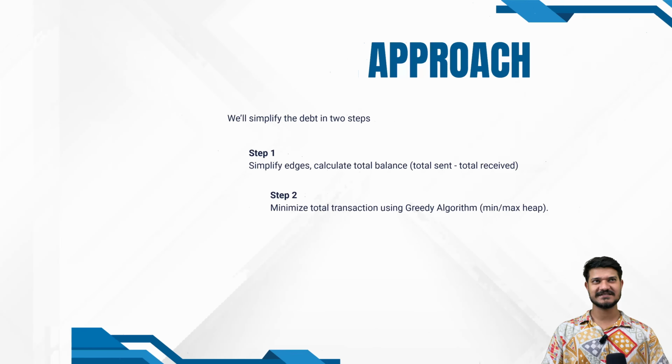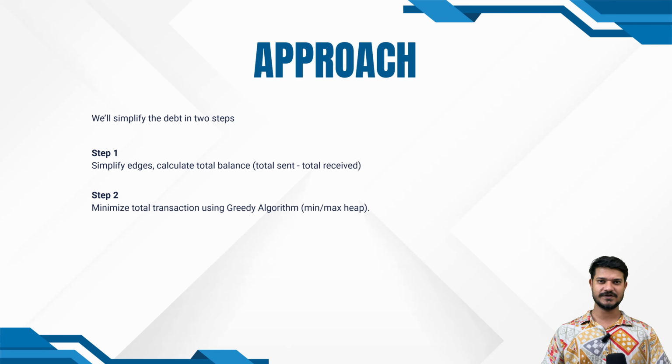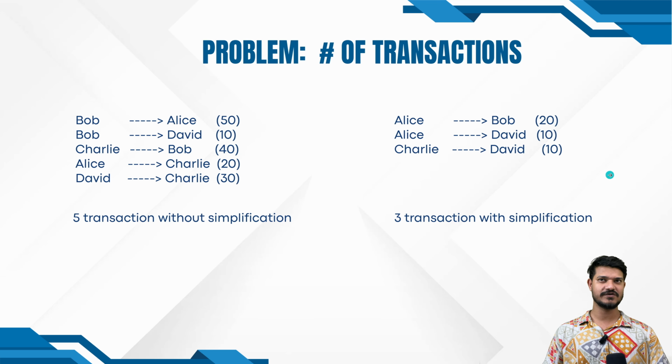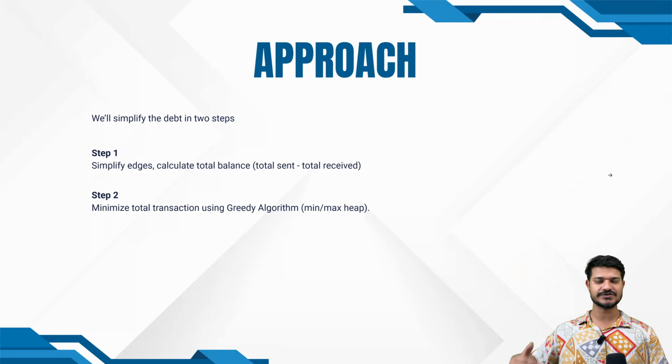So let's understand that. The approach is simple. We'll complete it in 2 steps. First of all, we are going to simplify the edges. I mean this, right? Bob pays Alice 50 and so on. So first of all, we will have all those raw transactions. We'll first simplify that and calculate the total balance for each person, right?